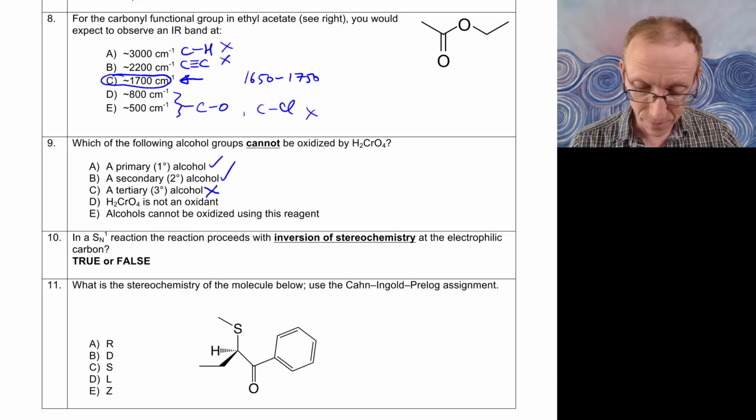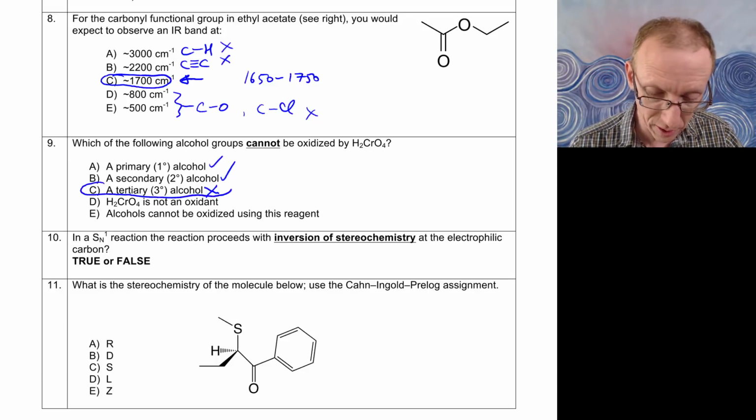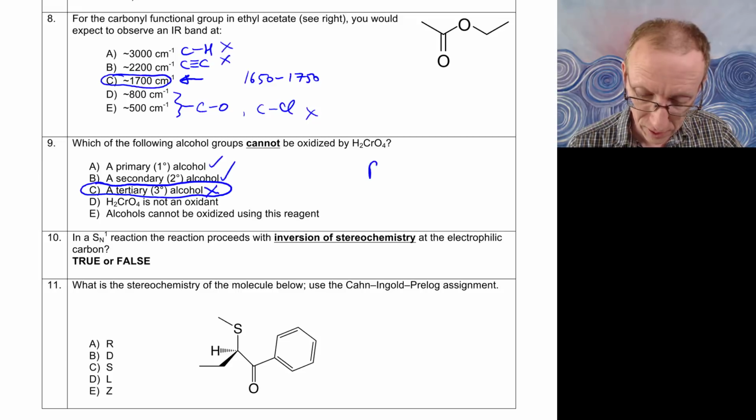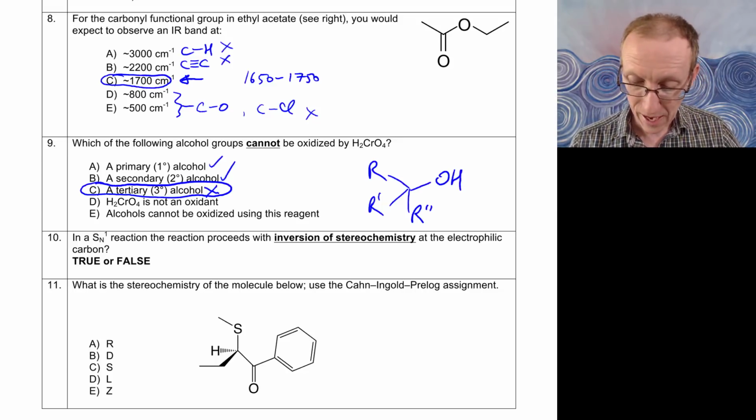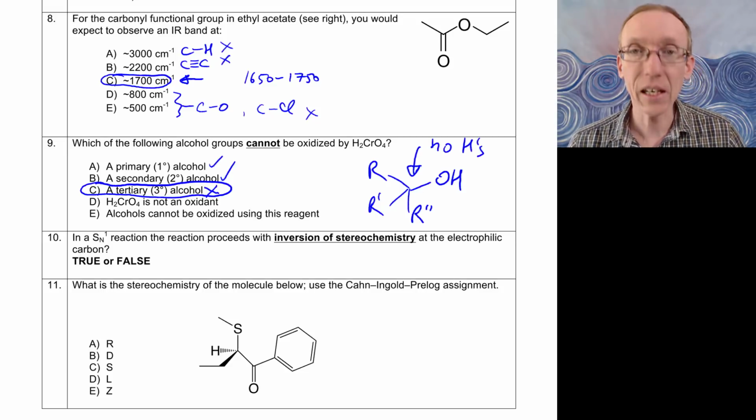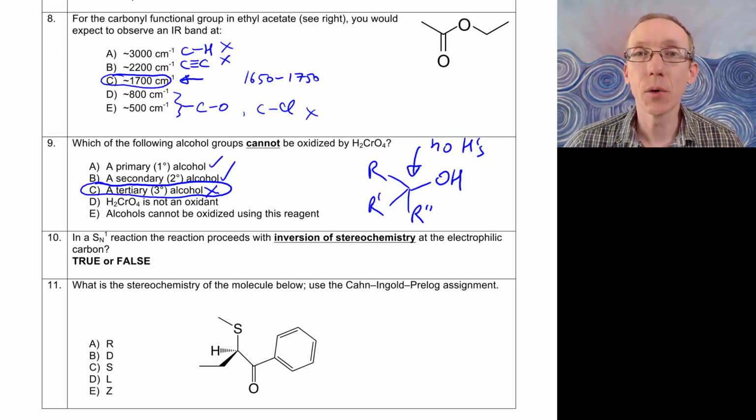So the alcohol that cannot be oxidized is C, the tertiary alcohol. And remember, the structure of these is something like this, where we have 3 R groups attached to a carbon bearing a hydroxyl group, and there's no hydrogens there. And that's the key. If we don't have any hydrogens on the carbon that has the hydroxyl group attached, we can't do oxidation.